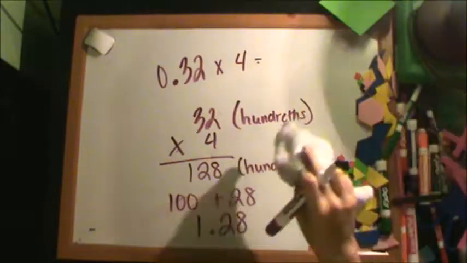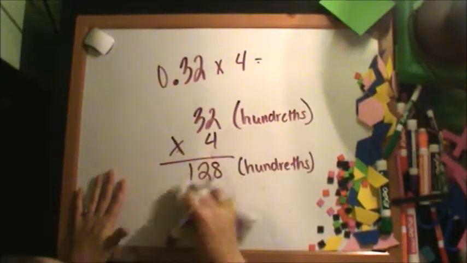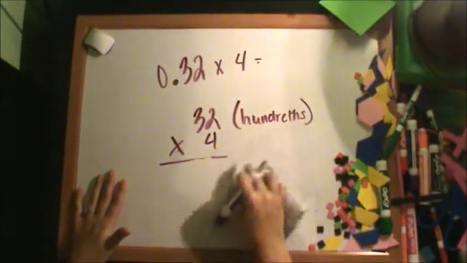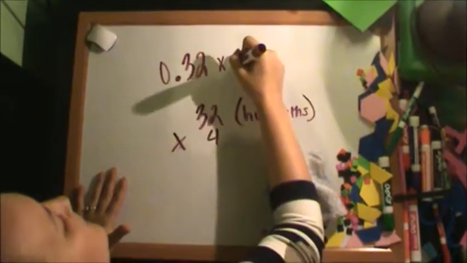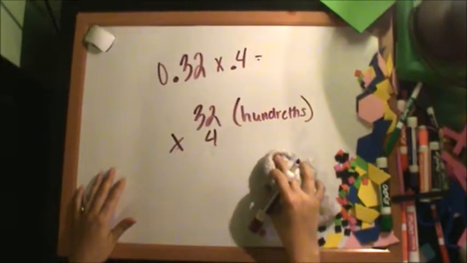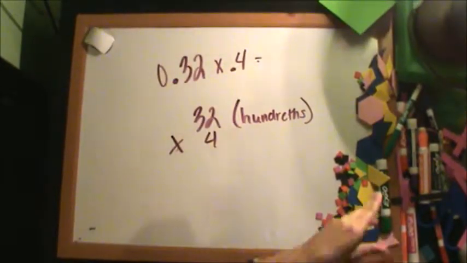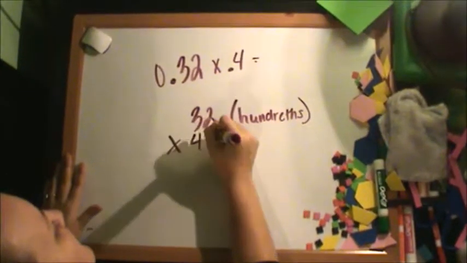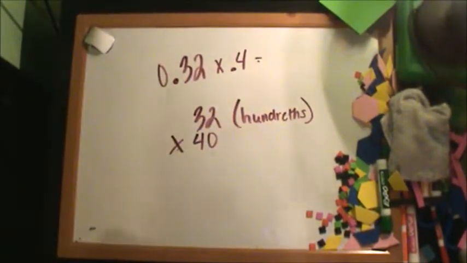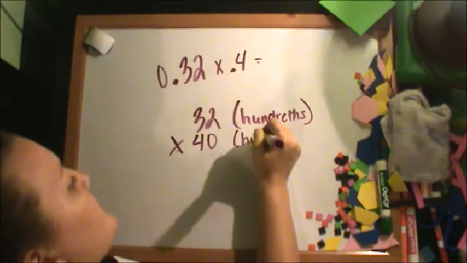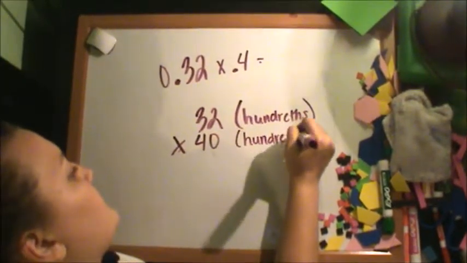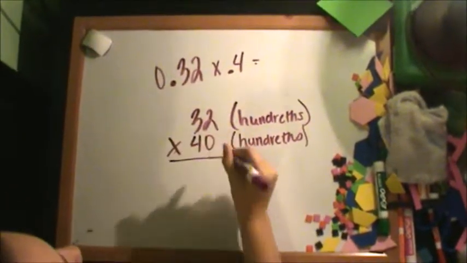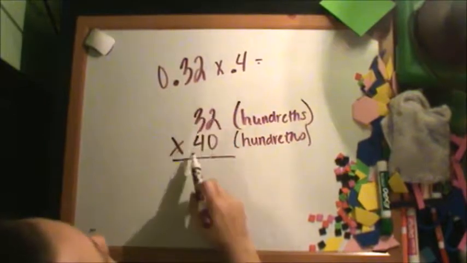Okay, so what if that was another decimal? So let's say this was 4 tenths, okay? So instead of doing it this way, you're going to do it the same way, but I'm going to move the 4 over, and it's going to be 40 hundredths, because these need to be the same so that your answer is the same. Does that make sense? Okay, so I'm going to multiply like normal.